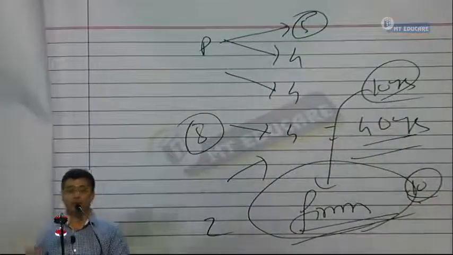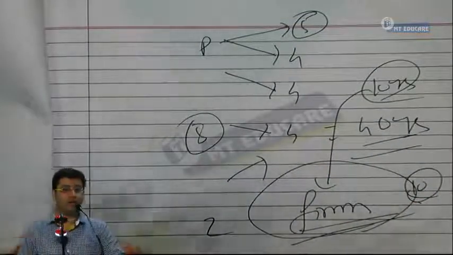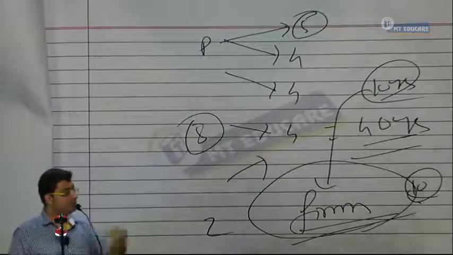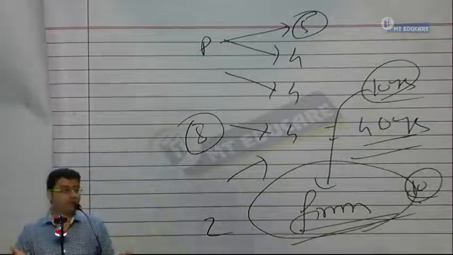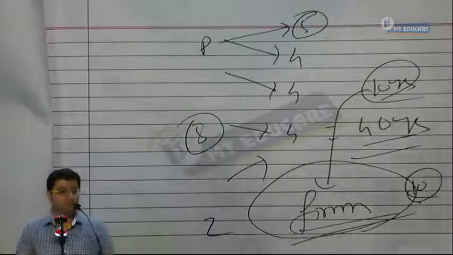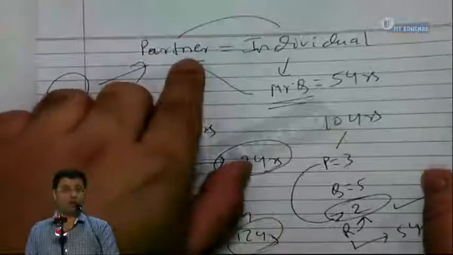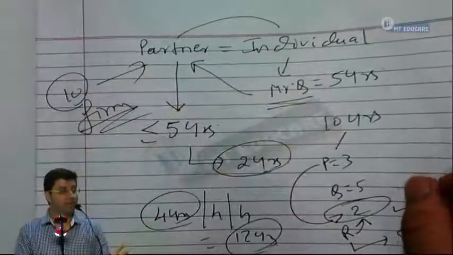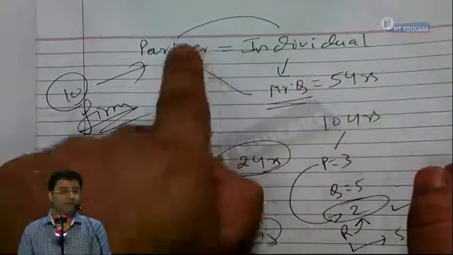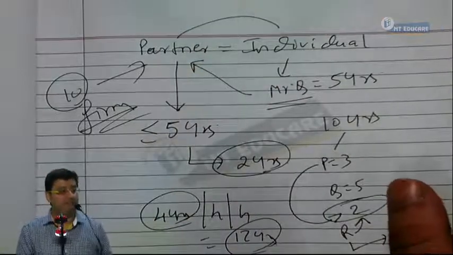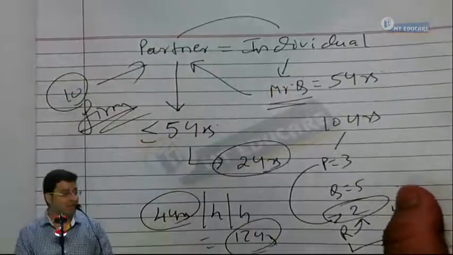I was just watching in the break time, nobody asked me this question: sir, if one partner is an individual, then you said 5 years. You were asking me very easy questions, but nobody asked me this one, which is an intelligent question to ask. An individual has 5 years, and a partner is also an individual only. Can you deny that fact? You can't. A partner is also an individual only.